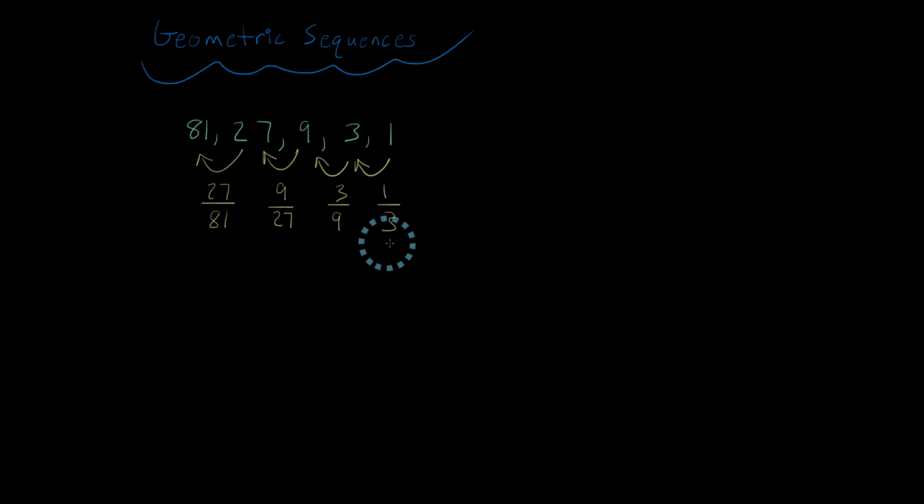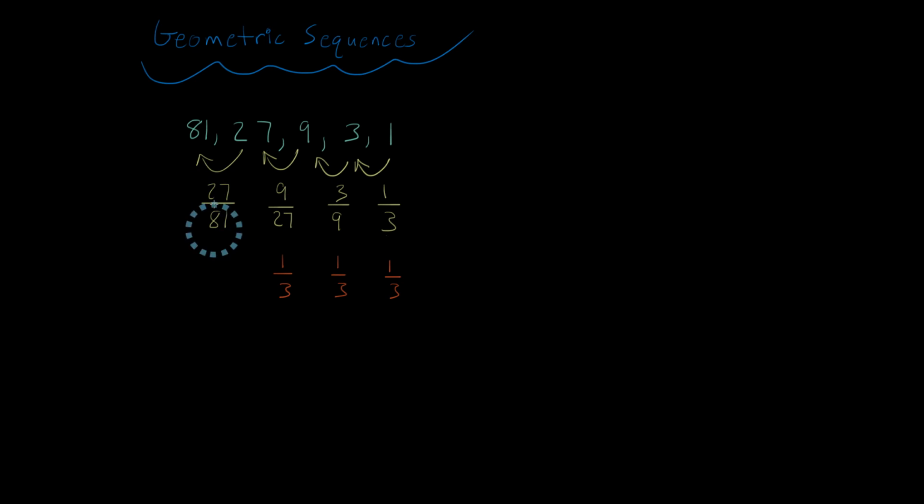So can I simplify this fraction? I actually can't simplify this fraction any further, so I'm just going to leave it as 1/3, but I know I can simplify 3/9 into 1/3, and I can also simplify 9/27. If I divide the numerator and denominator by 9, it will simplify into 1/3.